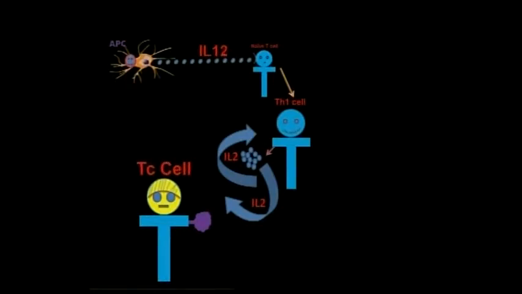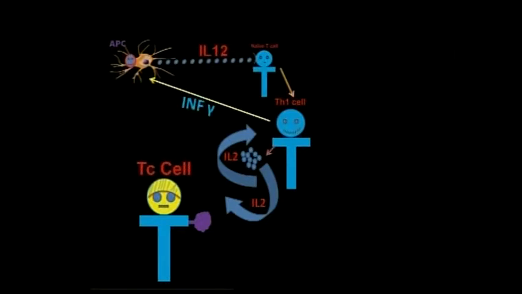Okay, once again I will repeat it. First the pathogen is captured by the antigen presenting cell, which then stimulates the activation of naive T cells, particularly naive T helper cells. Then those naive T cells are converted into Th1 cells. In turn, these Th1 cells produce interleukin 2. This interleukin 2 activates the T cytotoxic cells. So this is one kind of mechanism.